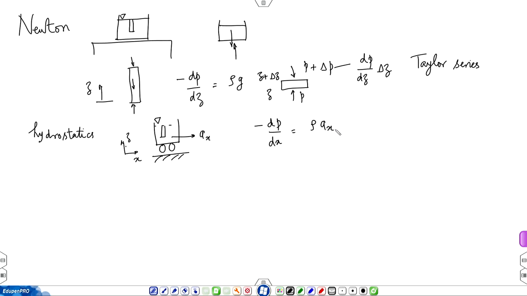rho ax, where ax is the x component of the acceleration. Now, it is very clear that p is now a function of both x and z, and therefore, these derivatives have to be written as partial derivatives. The second equation is minus partial derivative of p with z is equal to rho g.